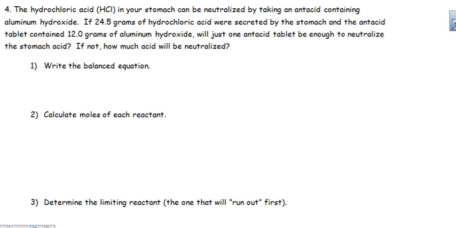Let's look at another limiting reactant problem involving mass. This one has a little different twist to it. I think you'll like it. The first time I read through this scenario, I just want the balanced equation.